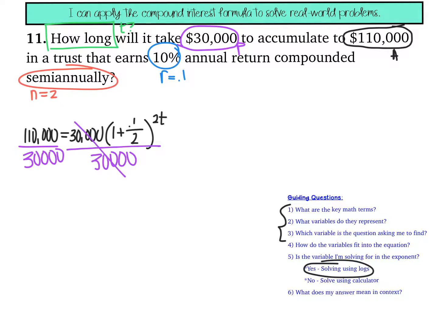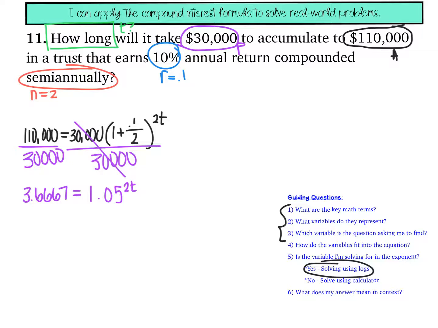All right, so that will cancel. So when I do 110,000 divided by 30,000, I get 3.6667, I'm going to round, equals, and I went ahead and calculated what this value is. So 1.05 to the 2t. So I have a number equals a number to a power. So this is exponential form.